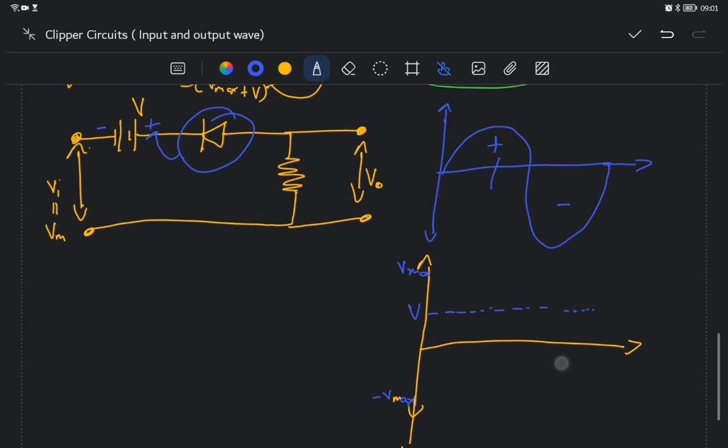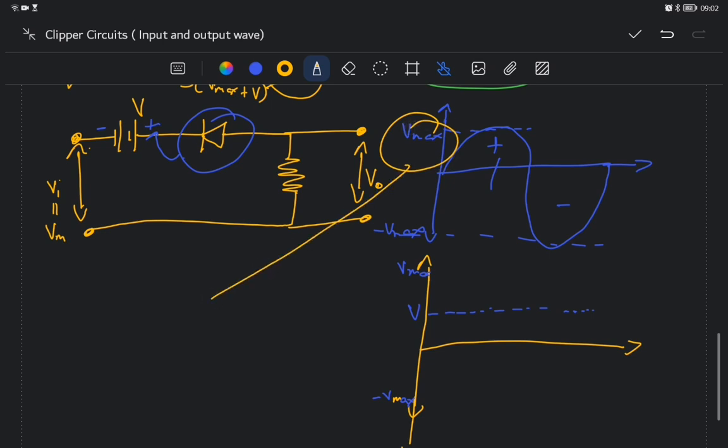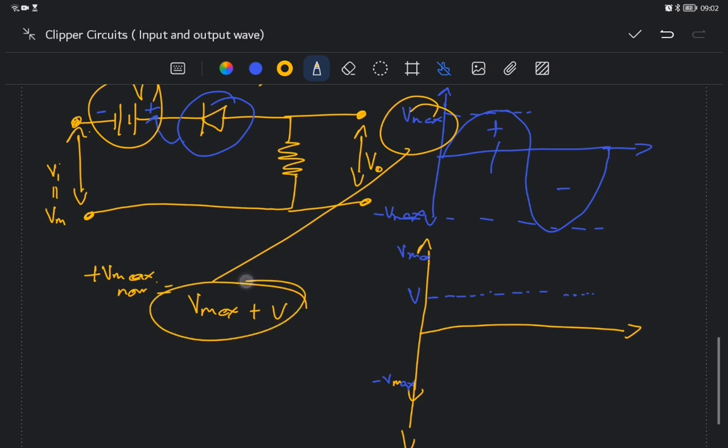Now we come back again and find how we're gonna find our new voltages. So Vmax, that is, and this is negative Vmax. Now for us to find this positive Vmax, the new Vmax, when I know the peak, now we are accounting for the biasing. We're not accounting for anything else. So meaning that we're gonna say positive Vmax new is equal to what? Vmax plus V. We are having the new peak as Vmax plus V.